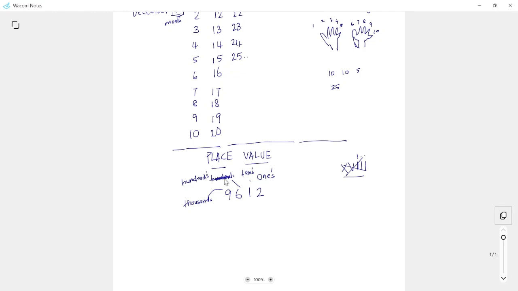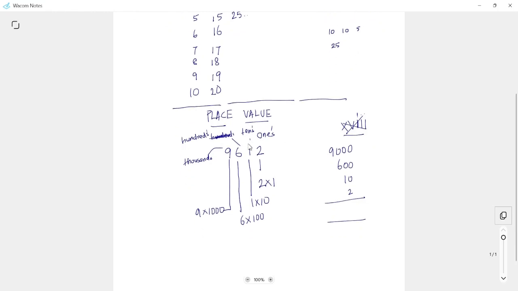Okay, so what this means is, for each of the places, I can write this as 2 into 1, right? And I can write this as 1 into 10. And this is nothing but 6 into 100. And this is 9 into 1000. So if I multiply all of this, I get 9000, 600, 10 and 2. If I add all of these together, I will get the number 9,612.